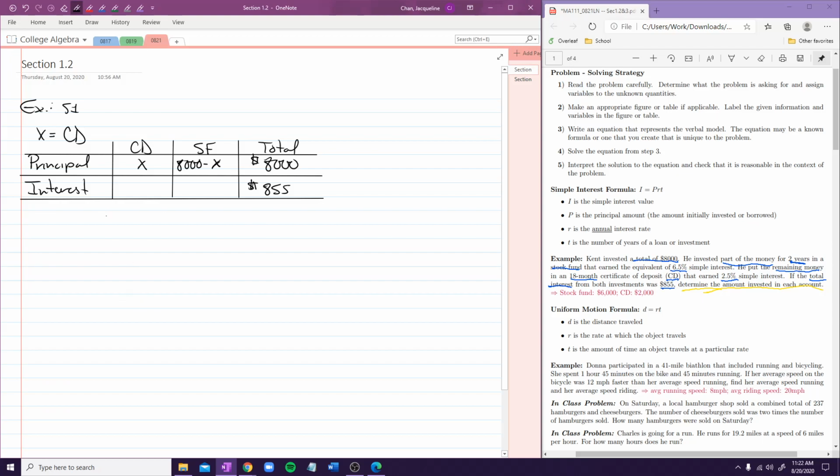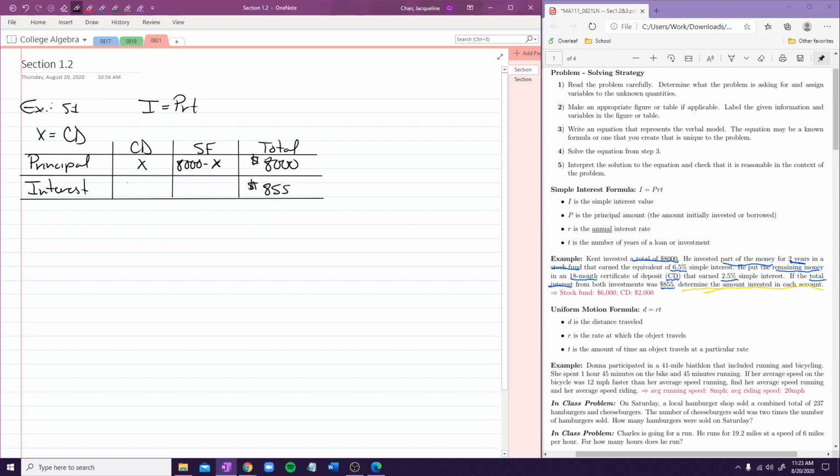So what about this part? That is where our equation comes in handy. I is equal to PRT. Because we know from all this information that they gave us the principal amount, which is up here. We also know the simple interest rate, and we also know the amount of time that it was in there. So we can just use that.